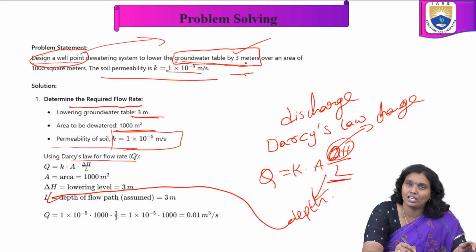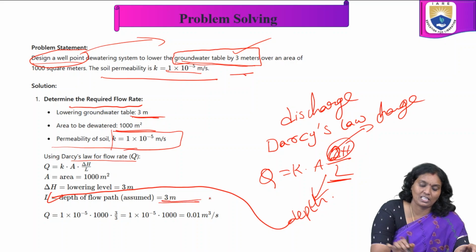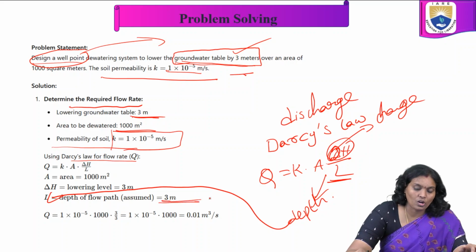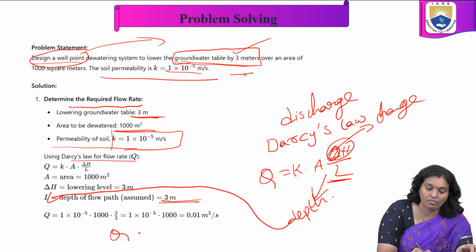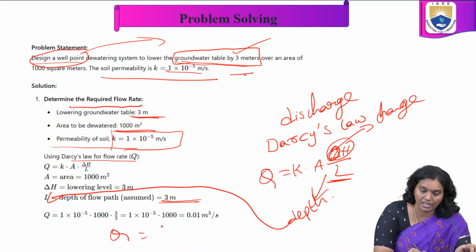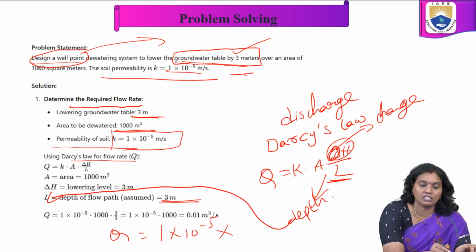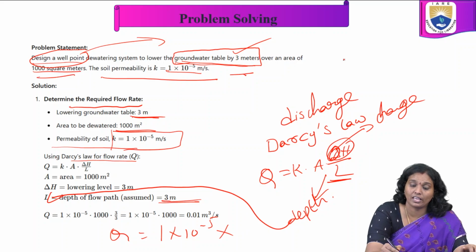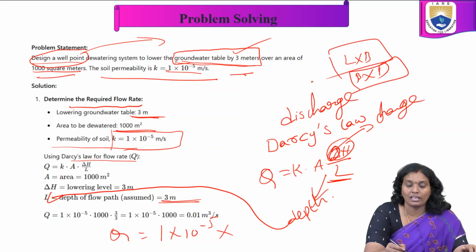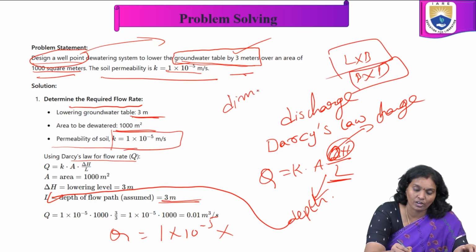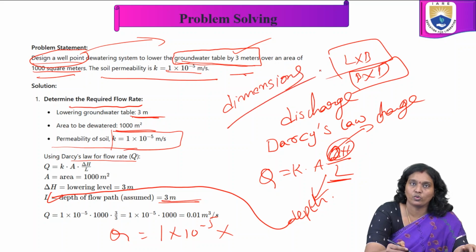If it is mentioned, we will do as per that. Here, if it is not mentioned, we assume it is 3 meters. So now find out the discharge. We are applying all the things, the permeability of the soil and the area, which is already mentioned. Sometimes they give length and breadth, or breadth and depth. Based on the given dimensions, we are going to find out the flow area according to the dimensions.